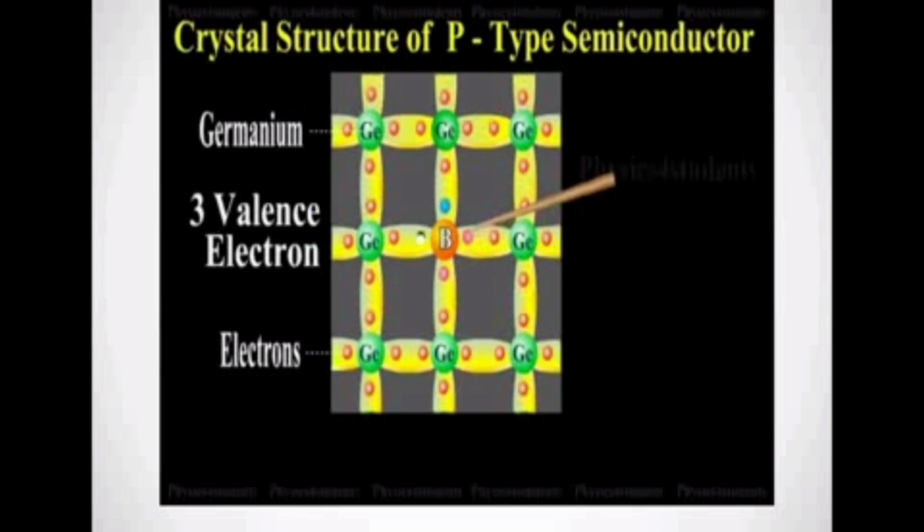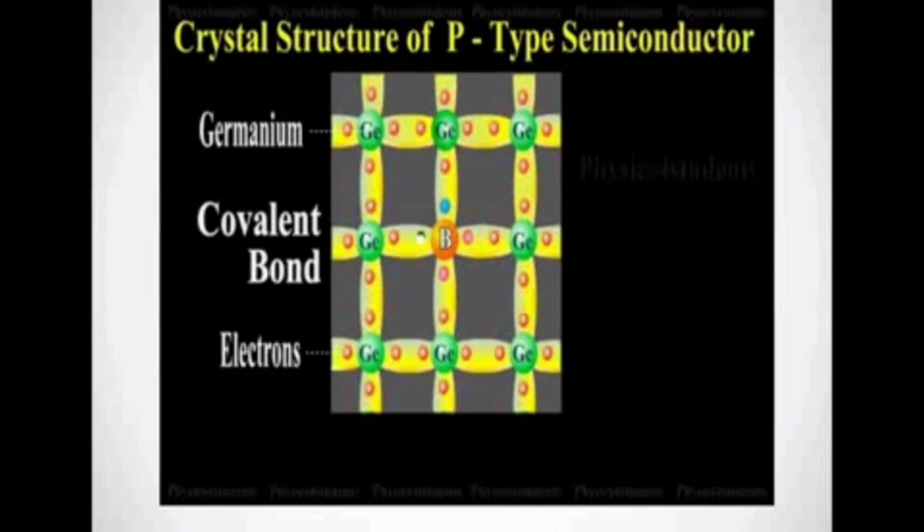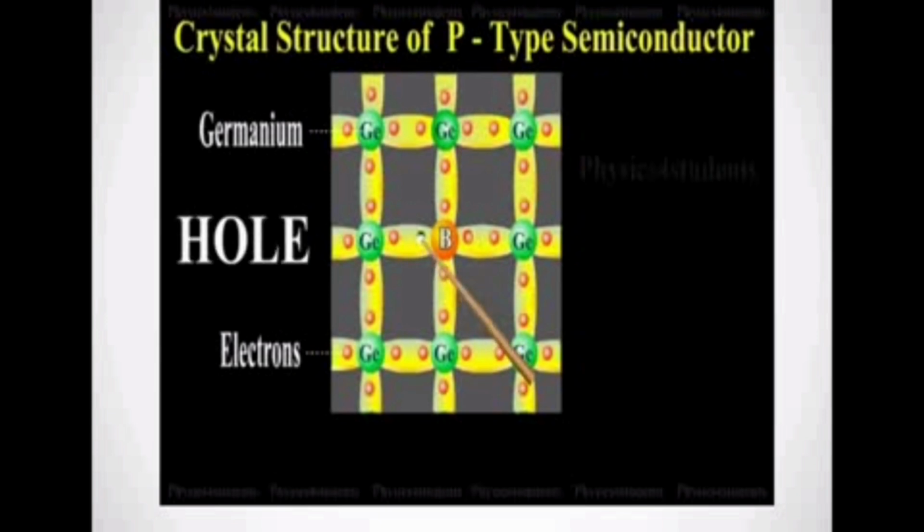Boron has only 3 electrons bonded with the germanium, so it has one more hole. When the boron bond is broken, it produces another hole. Like that, all the atoms produce a large number of holes. So here, holes are the majority charge carriers. That's why it's called P-type. P means positive.